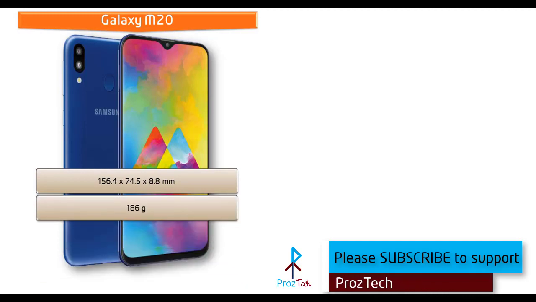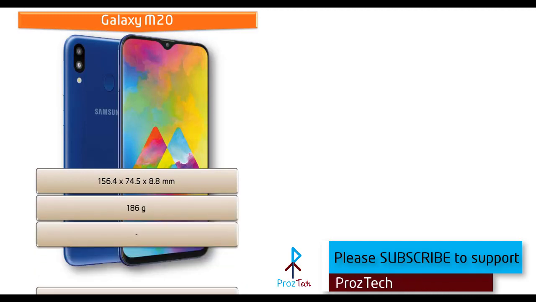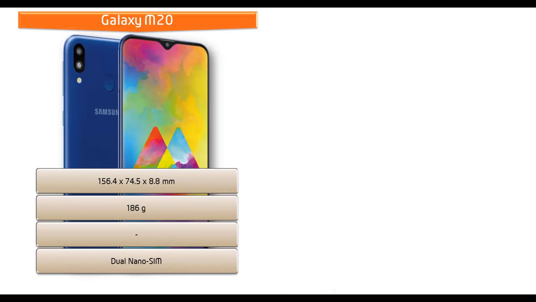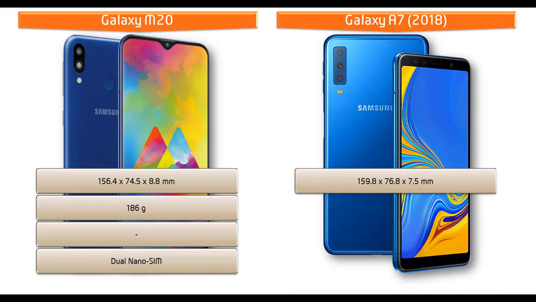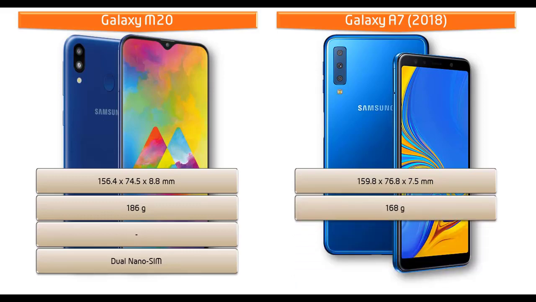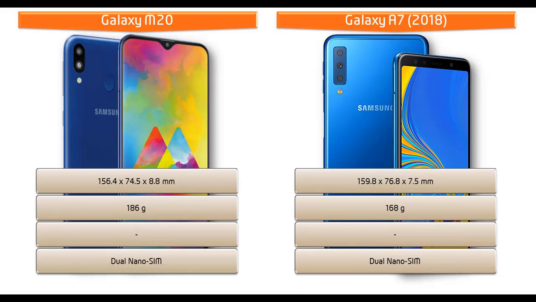If we talk about the dimension of Samsung Galaxy M20, it measures 156.4 by 74.5 by 8.8 mm of height, width and thickness, and 186 grams of weight with dual nano SIM option. If we talk about the dimension of Samsung Galaxy A7 2018, it measures 159.8 by 76.8 by 7.5 mm of height, width, thickness, and comes in 168 grams of weight with dual nano SIM.